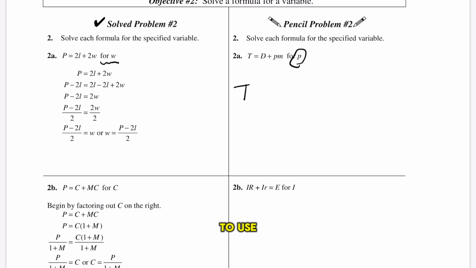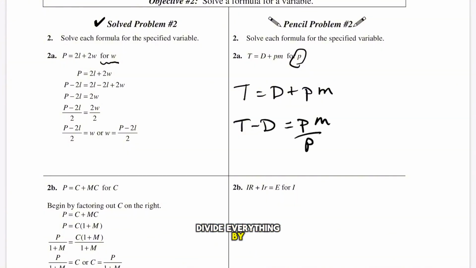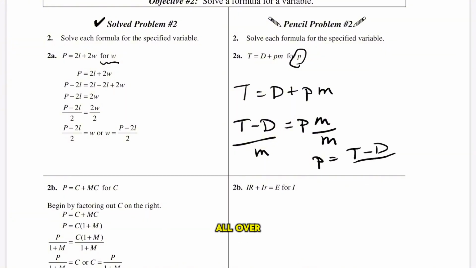So we just need to use algebra, right? So we would subtract D from both sides. And then we would divide everything by M. So P is equal to T minus D all over M.